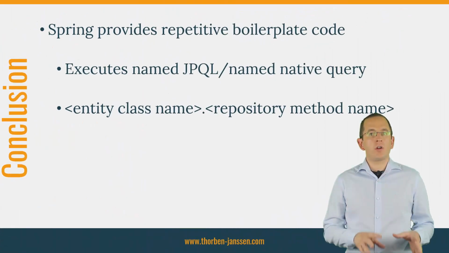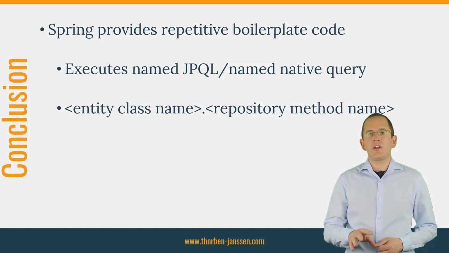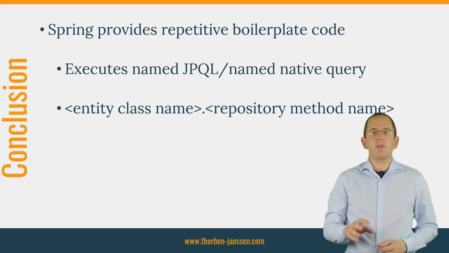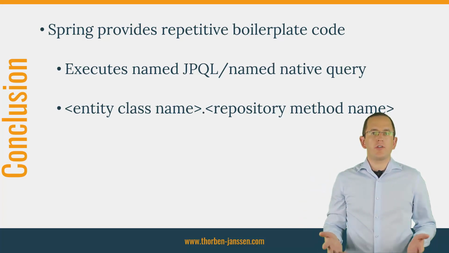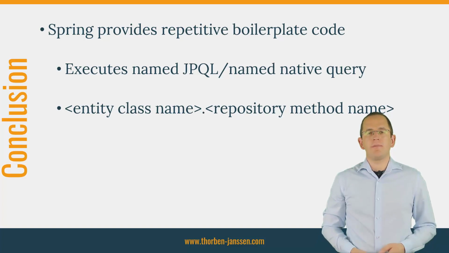Named queries are one of the various options to query data from your database that are defined by the JPA specification. Spring Data JPA provides a very comfortable way to use named queries in your repository. It takes care of all the repetitive boilerplate code required by the JPA specification. By default, Spring Data JPA checks for a named JPQL or a named native query that follows the naming convention entityClassName.repositoryMethodName before it tries to derive a query from the method name.